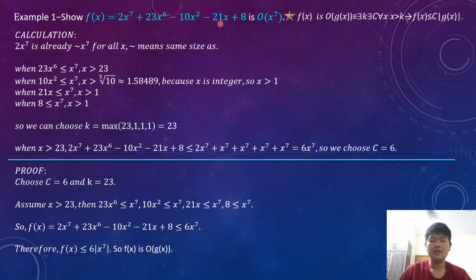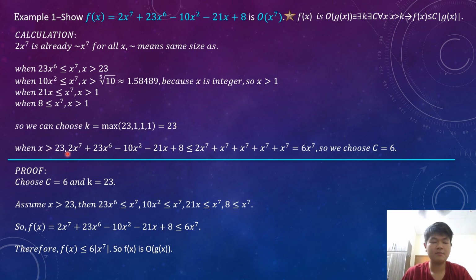f(x) is Big O of x to the power of 7. By calculation, 2x to the power of 7 is already the same size as x to the power of 7 for all x. This sign means same size as. When 23x to the power of 6 is smaller than or equal to x to the power of 7, x must be bigger than 23, and the rest is done the same way. We find x is also bigger than 1. We choose the maximum of them, 23, for k.